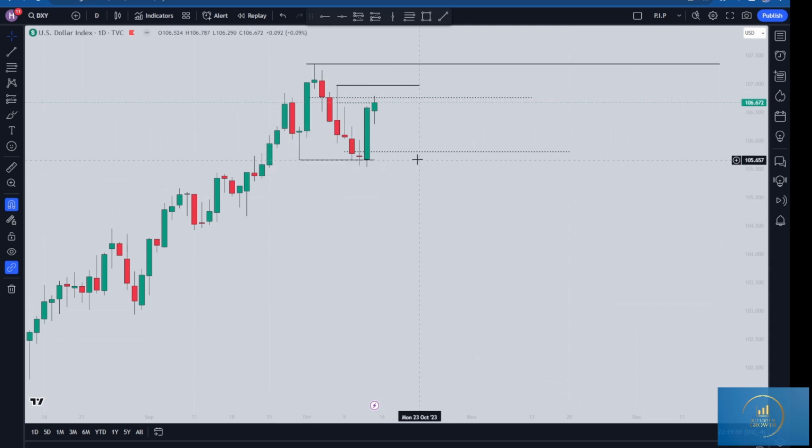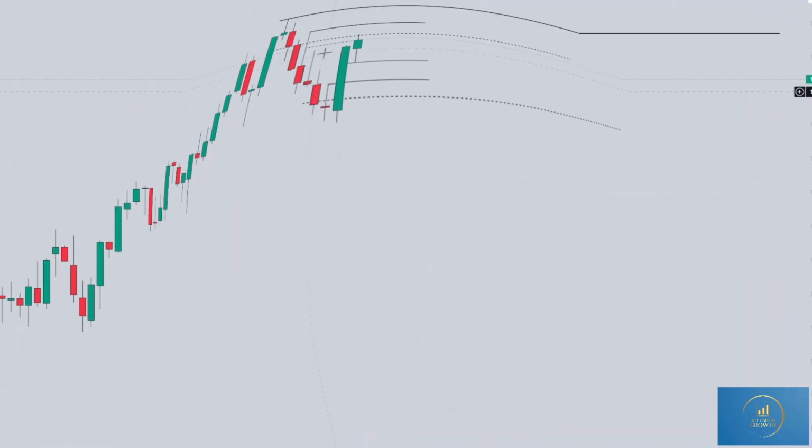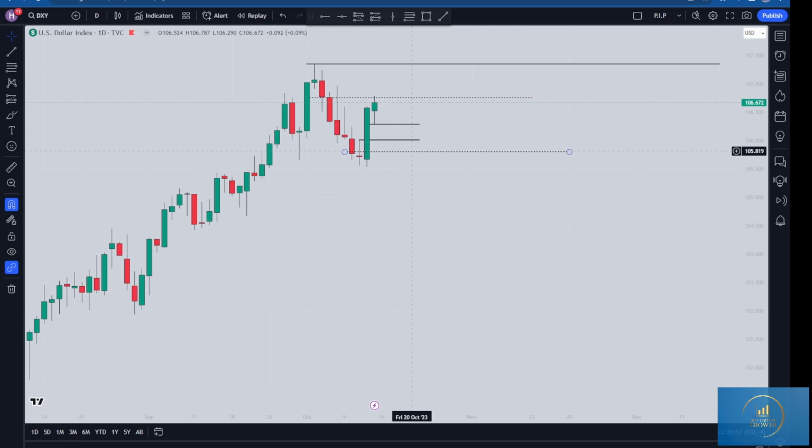Now, this week, as said on the weekly chart, let's clean up the chart a little bit. Okay, so in more detail, this week, this line right here is the line we had on the weekly chart that I don't want to see a convincing close below if price is going to move bullish to take out the 107.35 target key level.